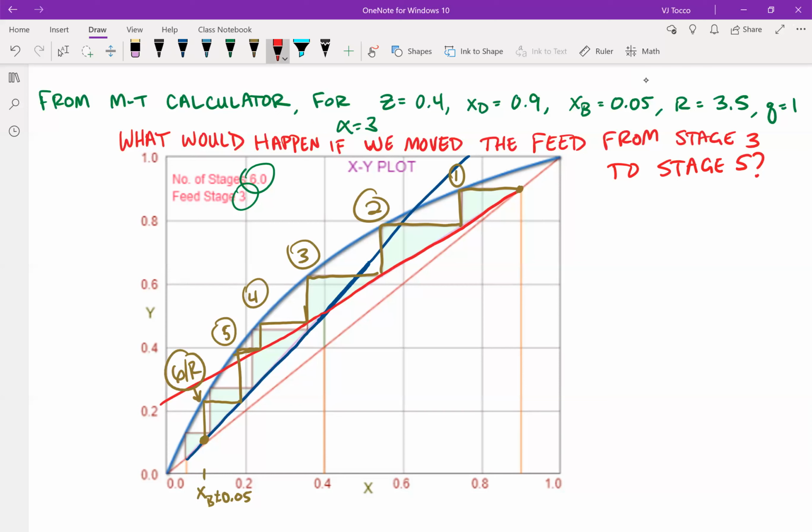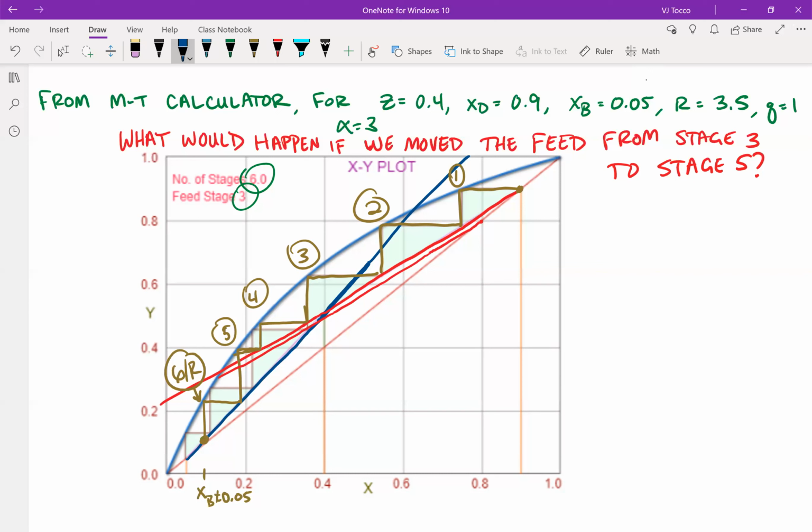I'd have to draw a new operating line. So I'm going to draw a new operating line that starts at 0.8, but the reflux ratio is still the same. That hasn't changed. So I'm just going to draw a new operating line. And now my intersection point is still the same, right?